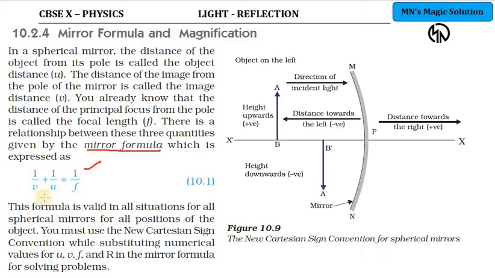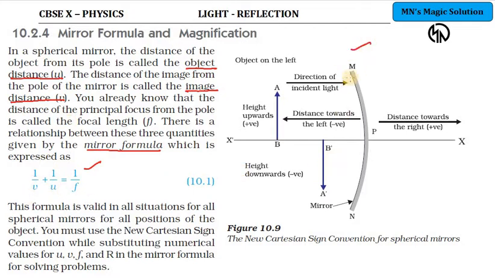You might be wondering what u and v are. In your 9th standard, you might have come across u and v as the initial and final velocity. But here, in this particular topic of reflection, we use u as the object position and v as the image position. And we already know that f is the focal length. So how do we discuss this object and image position?